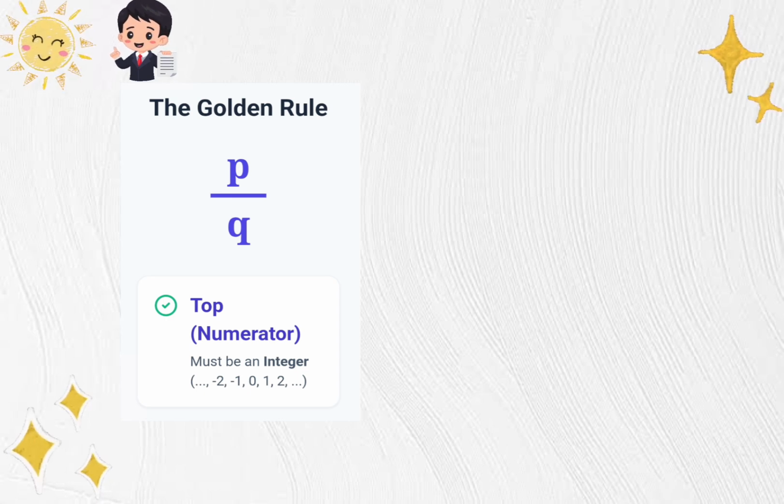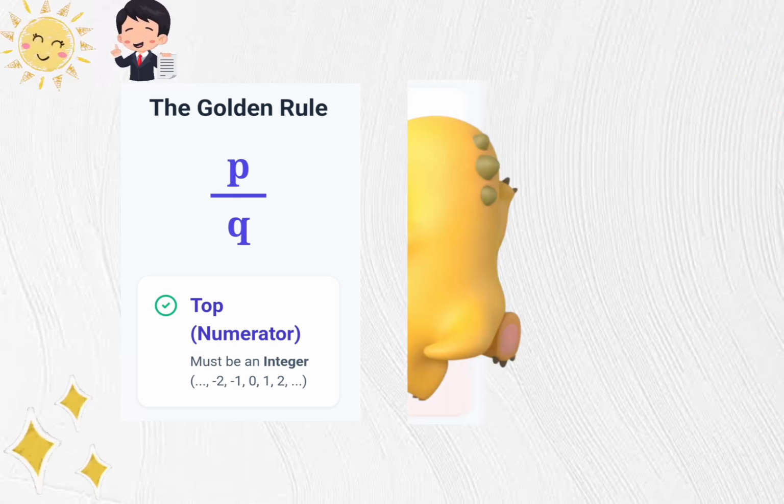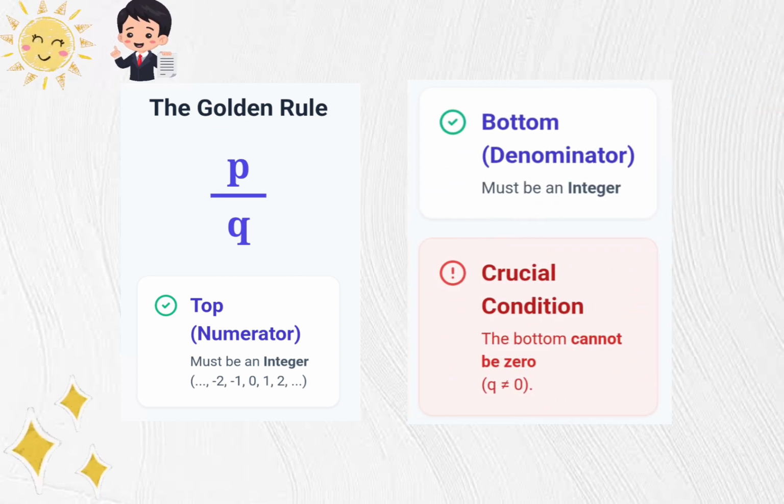P over Q is a rational number, which can be written as a fraction where the top and bottom are integers. The bottom is the denominator. It includes 1/2, or 0.5, and even 5, which is 5/1. Real numbers include everything on the number line, both these clean fractions and others.